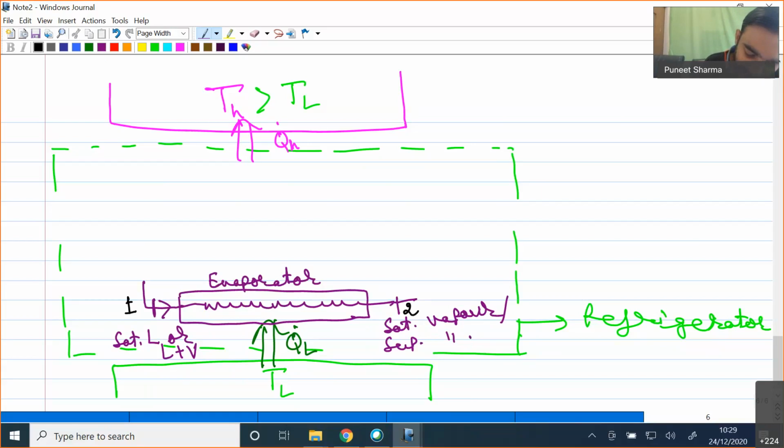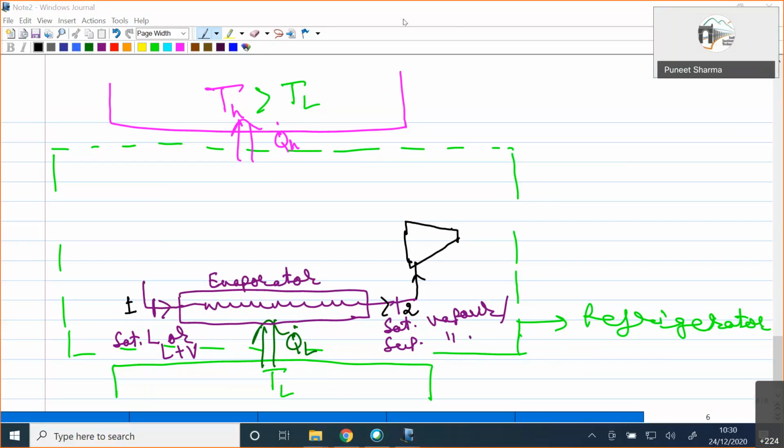Now after this, we will pass this working medium through a device, and that device we call our compressor. Why am I calling it a compressor? Because now our working medium is in the gaseous phase. While we compress a working medium which is in the gaseous phase, we call the device a compressor. So we are compressing the gaseous phase here, and that's why we call this our compressor.